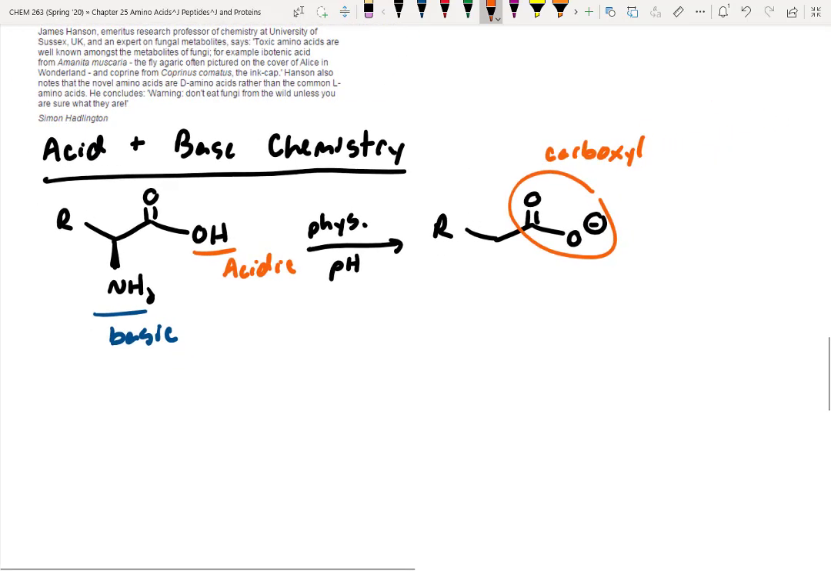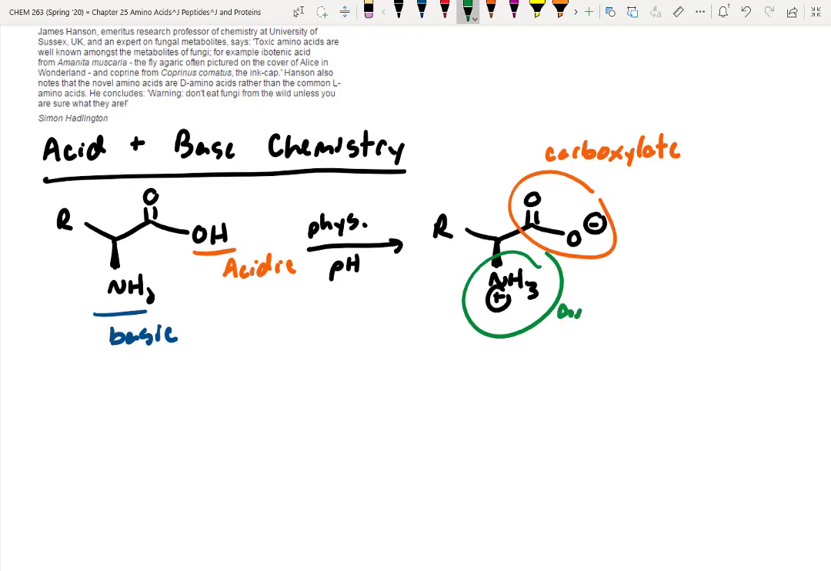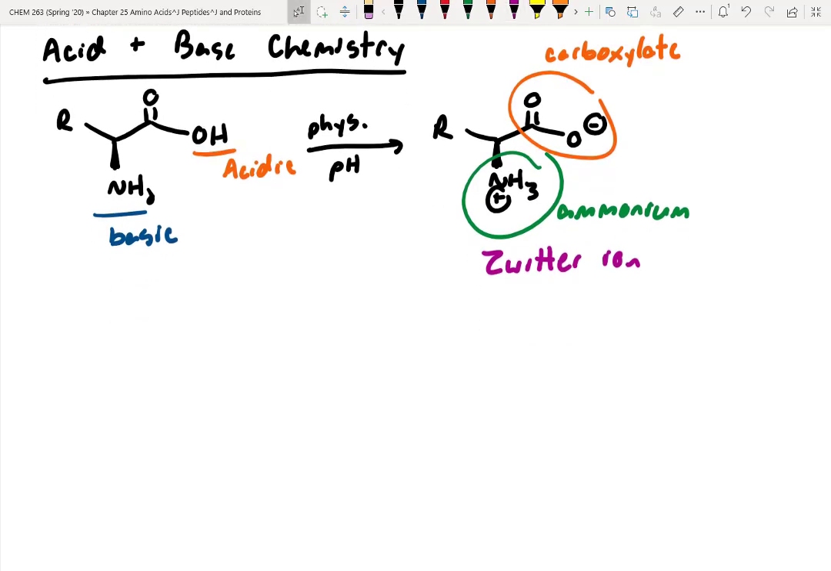Let me zoom out a little bit. And down here, the amine, because it's basic, will get protonated at a physiological pH and therefore have a positive charge. If you remember, this is called an ammonium group. The -ium suffix indicates that it's positively charged. So in this case, what we've formed is a zwitterion. And a zwitterion, if you remember from first term, is just a molecule that has both a positive and negative charge, but no net overall charge.